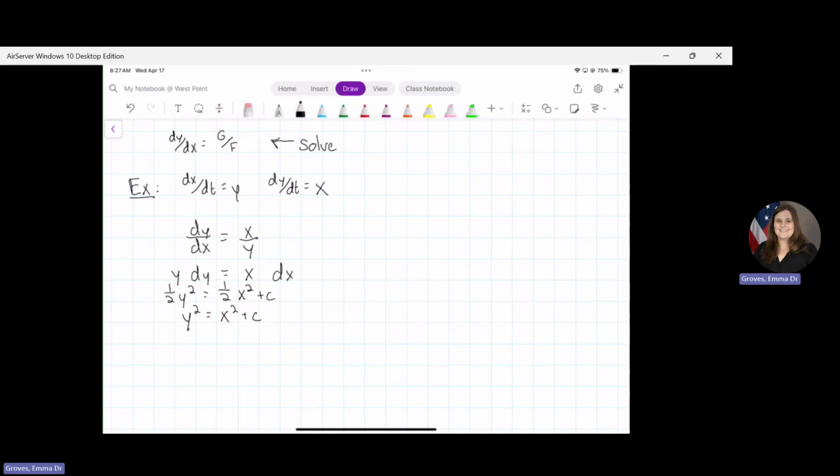And now I'm actually going to solve this equation for c. When I solve this equation for c, I get y squared minus x squared equals c. And then to get my trajectories, I can graph this for different values of c. Okay.